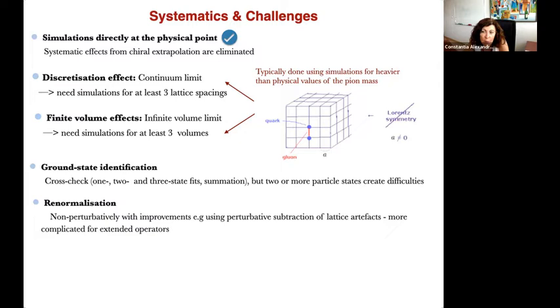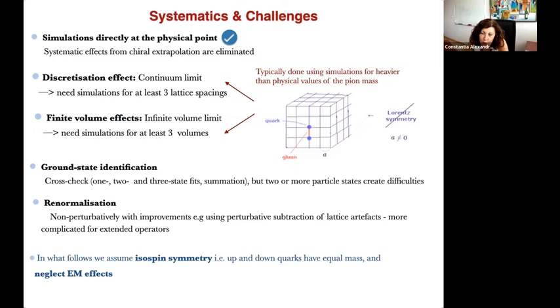Okay, and in what follows, I will assume degenerate up and down quark masses and neglect electromagnetic effects. In other words, I'm assuming isospin symmetry. Now, there are computations where these are taken into account. The BMW collaboration, for example, has done tremendous work here. So it is possible. We know how to do it. It's complicated. And in what I'm saying from now on, I will assume isospin symmetry.